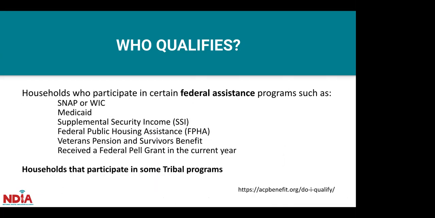Okay, so if a household participates in certain federal assistance programs, that's another avenue to becoming eligible for ACP. You see there's a variety of them as well. And what I failed to articulate, even though it was on the slide, is that for eligible households on qualifying tribal lands, that benefit is going to be a little greater. It's going to be $75.